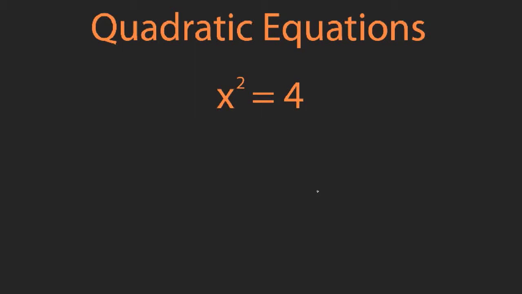So in this case we have x squared equals 4. Whenever we say something is squared, it just means multiplied by itself. So if I have 5 squared, that would be 5 times 5, and that would be 25. So quadratic equations are equations where you have an x squared, or whatever your variable is, it's squared.